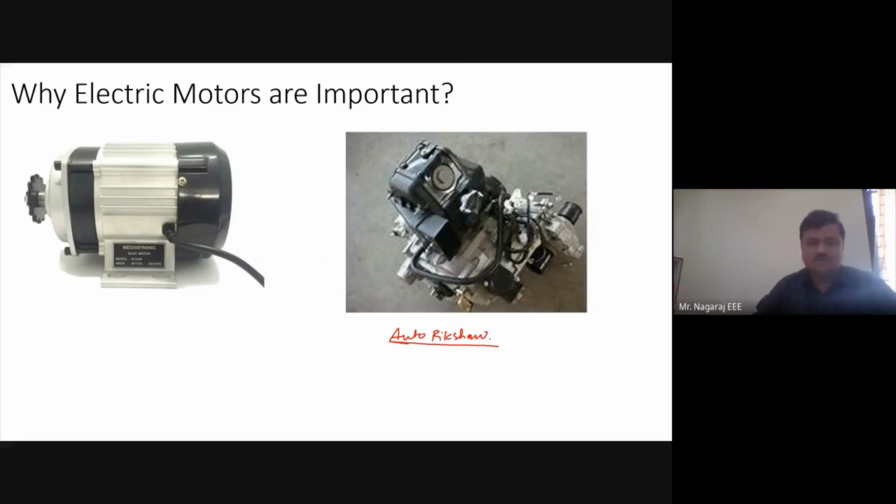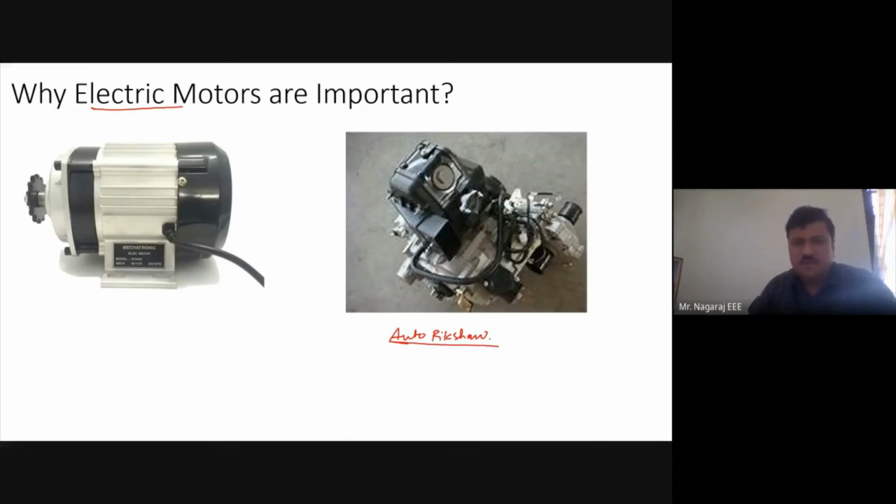So see the difference. Why are electric motors important? Because this is one example I'm giving, a live example that I have worked upon. See the complexity of an engine, see the simplicity of a motor. Weight wise, number of parts wise, operation wise, efficiency wise, electric motors are much better than these fuel engines, gasoline engine or petrol engine or diesel engine, whatever.